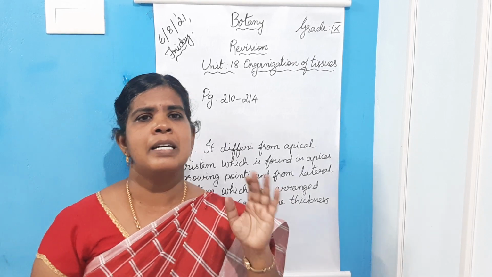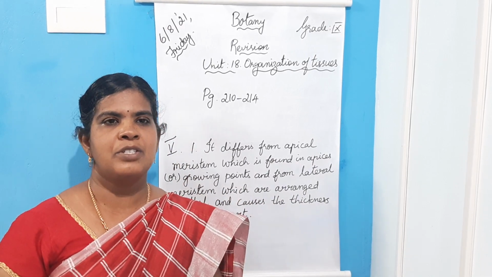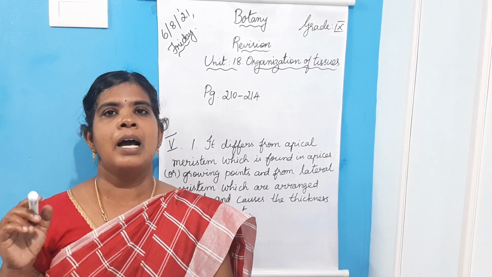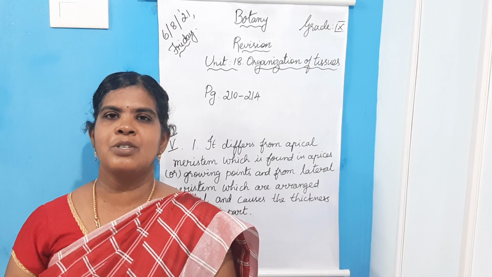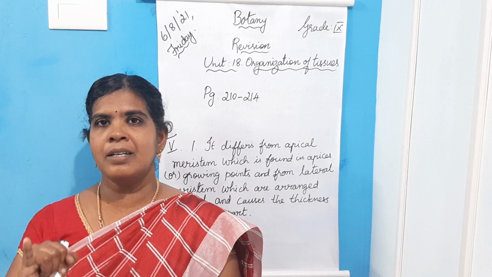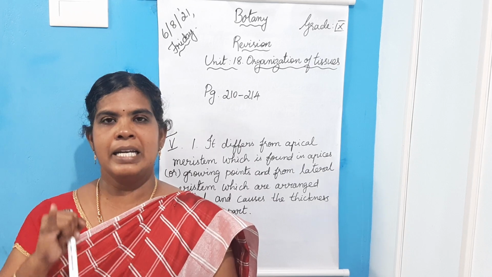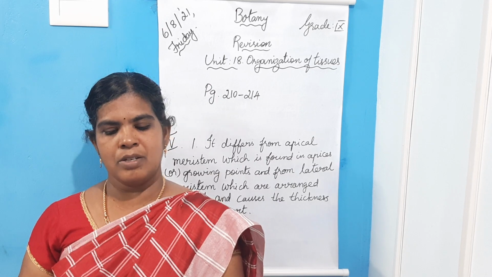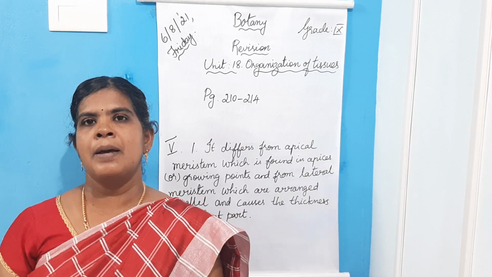What is the question, ma'am? Write about the differences between meristematic tissue and permanent tissue. For this question, you draw 2 columns, writing meristematic tissue in one column and permanent tissue in the next. First difference, cytoplasm. In meristematic tissue, cytoplasm is dense and vacuoles are nearly absent. Under permanent tissue, a large central vacuole is present.